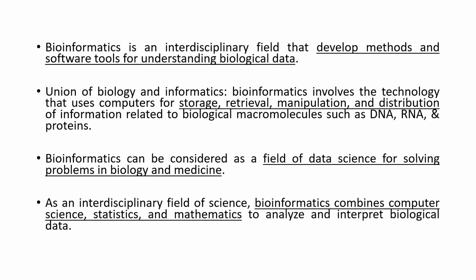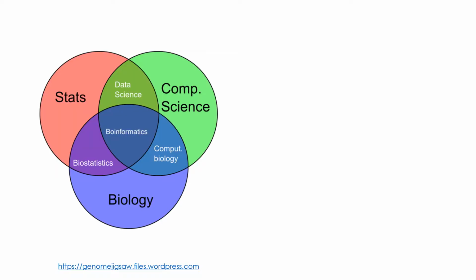Another definition says that bioinformatics is an interdisciplinary field of science which combines computer science, statistics, and mathematics to analyze and interpret biological data. So if we focus on the last definition that we have just discussed, as you can see in the Venn diagram, there are three separate fields: statistics, computer science, and biology. When statistics and computer science merge together, or overlap, a new field emerges out of it, which is known as data science.